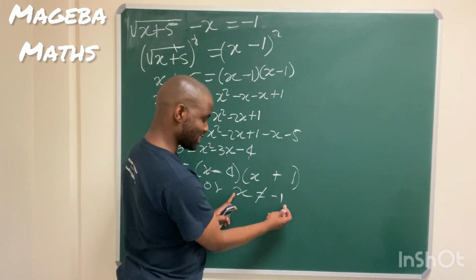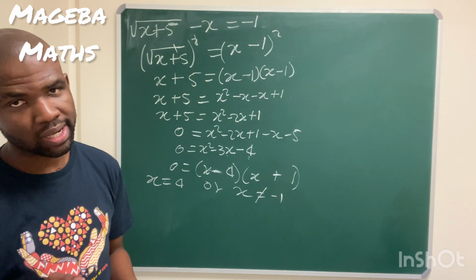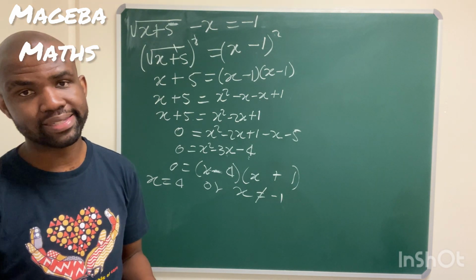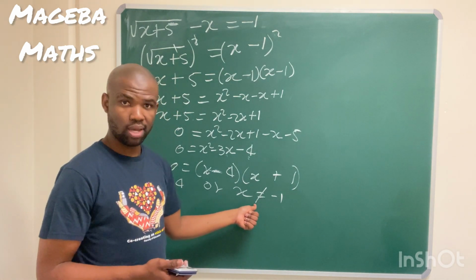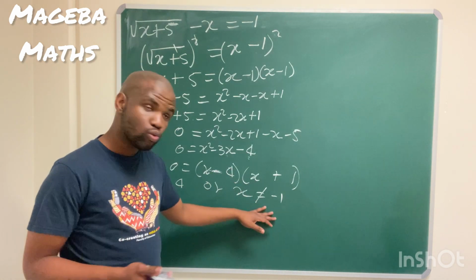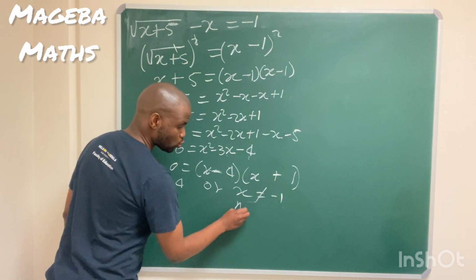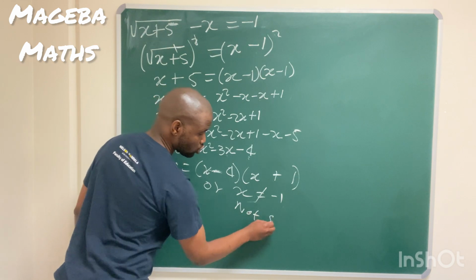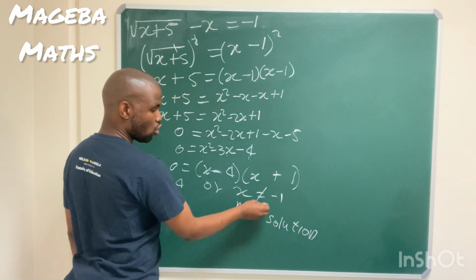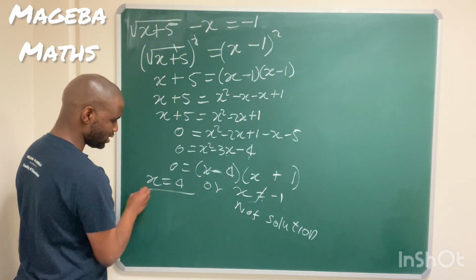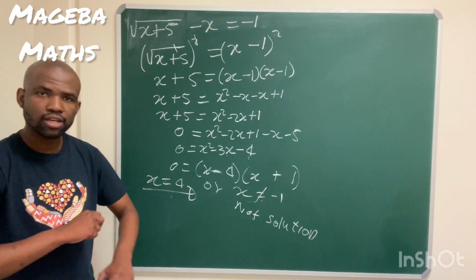If you don't cancel it like this, the person marking your paper will see that you didn't check this one, meaning you're going to lose a mark. You must either write that it's not a solution, or cancel it like this, and then this one, x equals 4, is our solution. If you leave it like this, you get full marks.